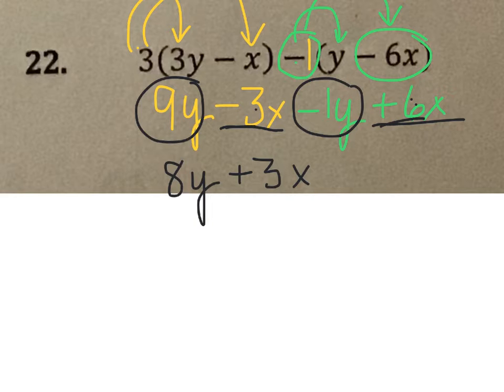I want you to look back at this piece right here. You could also think of it like this. You could say the opposite, negative means the opposite of everything that's in here. Okay? So the opposite of y is negative y. The opposite of a negative is a positive 6x. And that's how I got this piece right there. The opposite of this is negative y plus 6x.